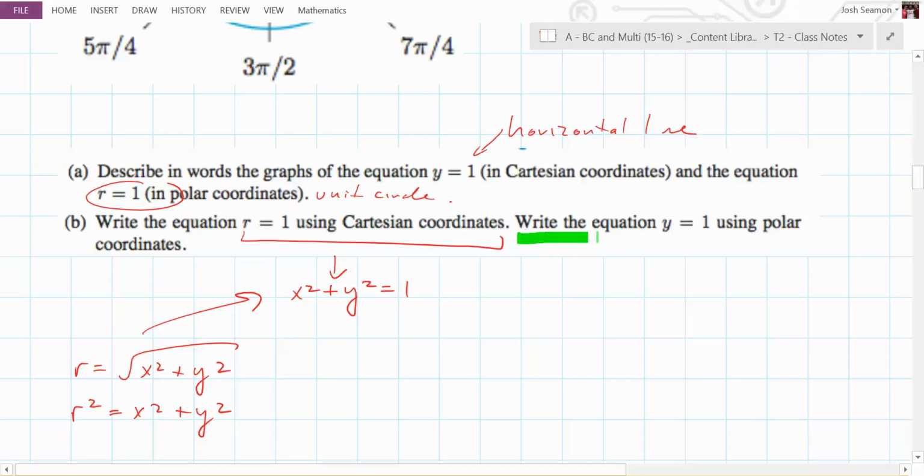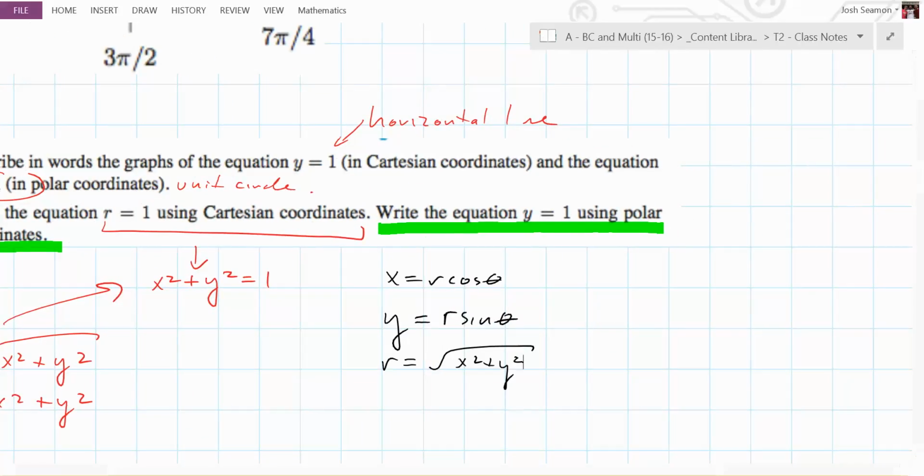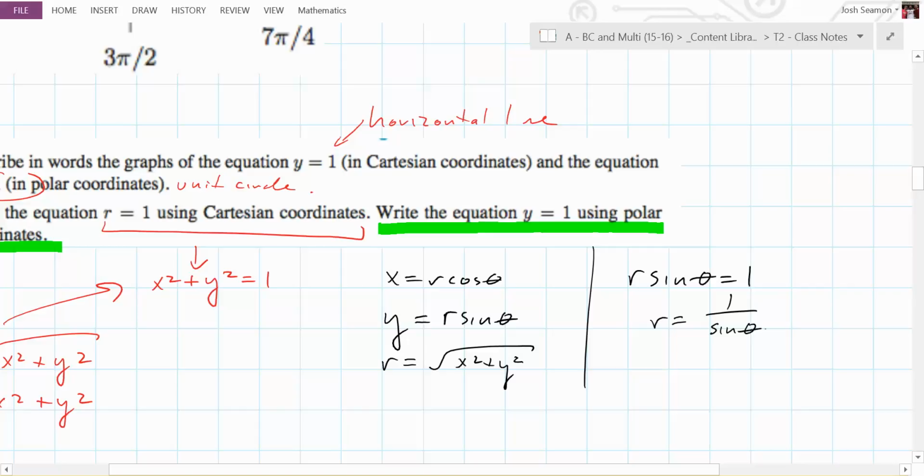What about this? Write the equation for y equals 1 using polar coordinates. How do we do that? R sine theta. We know y equals 1, so we now know that r sine theta is equal to 1. You could divide. It depends on whether you want r in terms of theta. So r is equal to 1 over sine theta. Oh, there it is. So sometimes it's not that bad to convert, but sometimes it's impossible or really annoying.